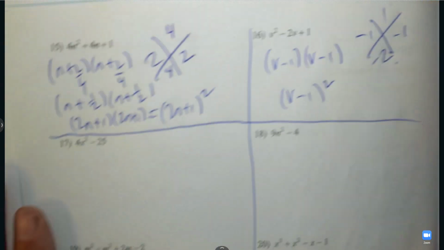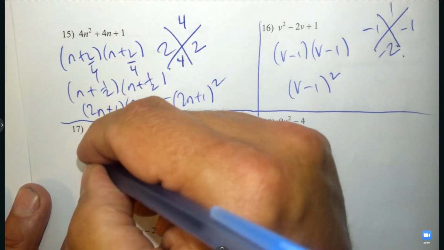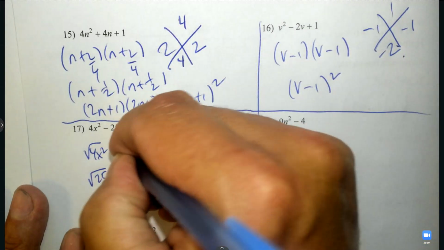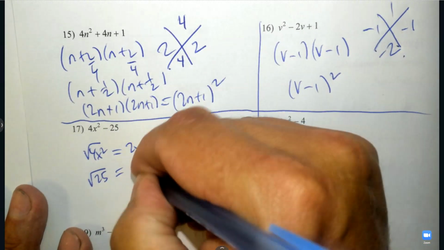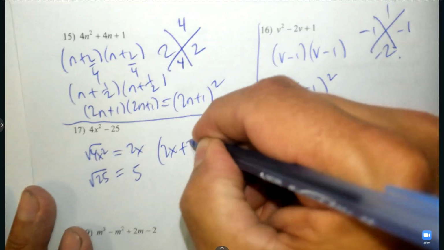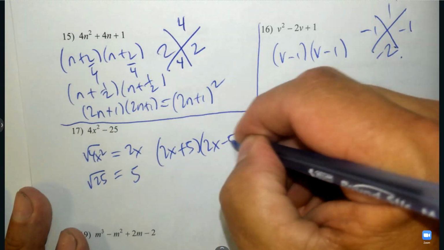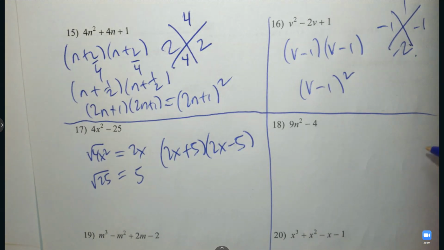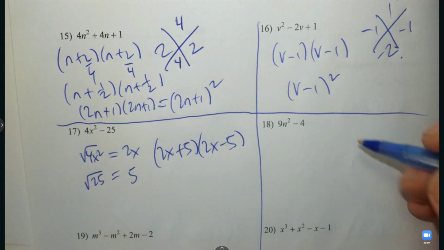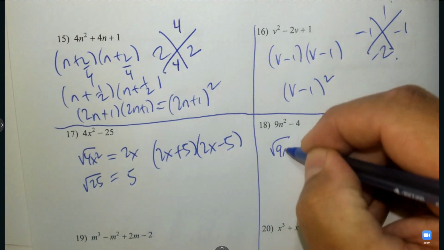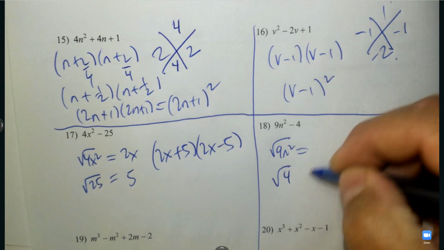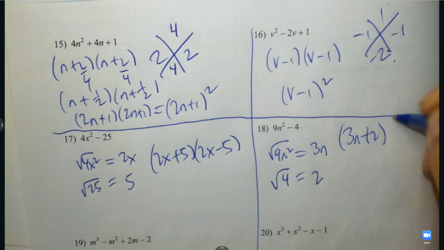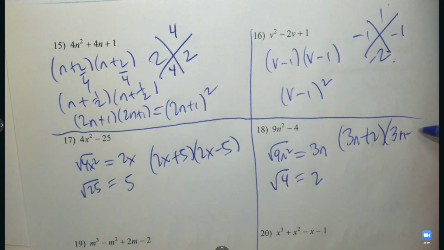All right, 17 is different. This is called a difference of squares. That means you can square root each term and they're subtracting. So the square root of 4x squared and the square root of 25, one's adding, one's subtracting. Same thing here, difference of squares. So we square root each one, so one is adding and one is subtracting.